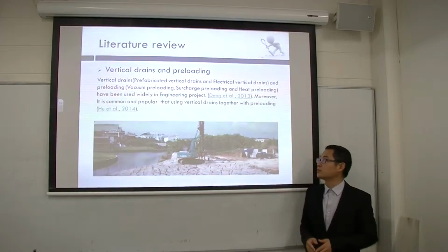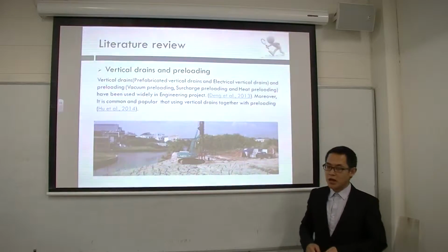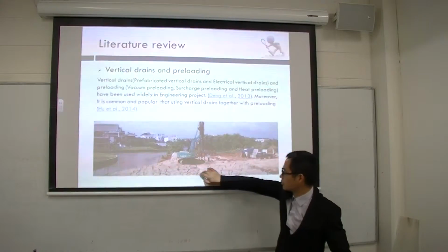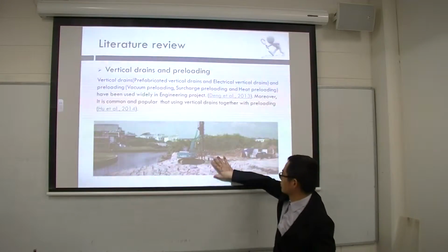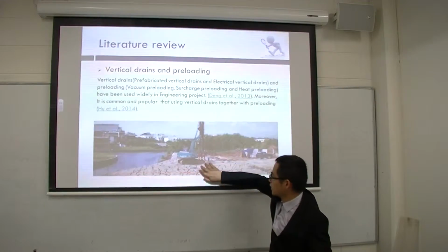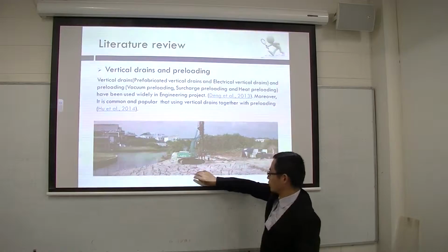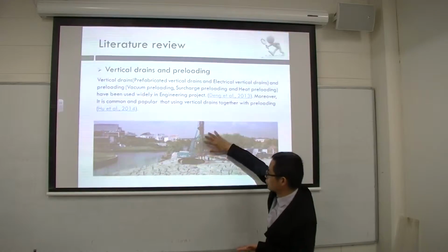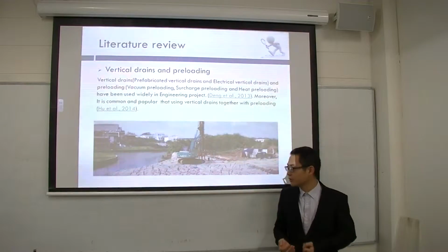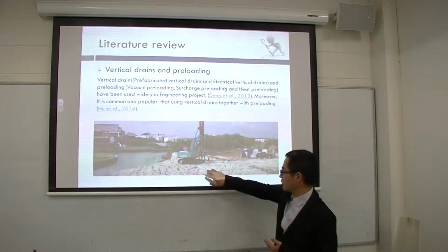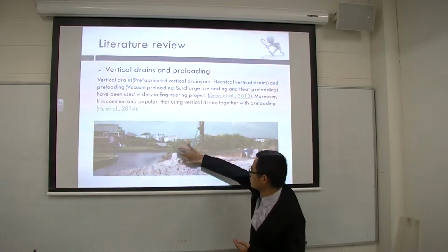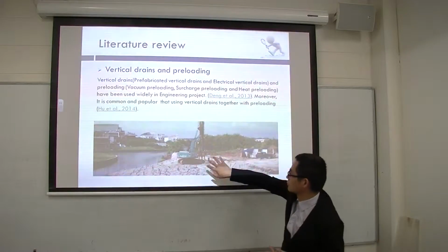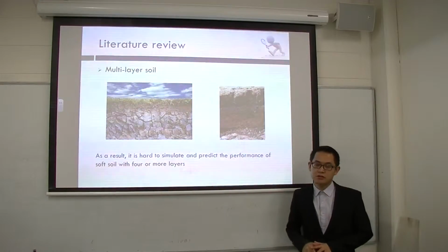So let's move on to the next part, which introduces vertical drains and preloading. As I introduced before, lots of vertical drains are used near the river. You know, companies want to build tall buildings near the river, but the soil is so soft. It can't support the tall buildings. So we need to improve the ground. How can we improve it? We use vertical drains and preloading, the top technology. You can see this machine installing the vertical drains here to improve the ground.